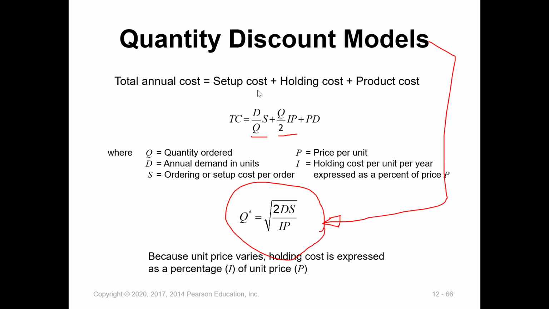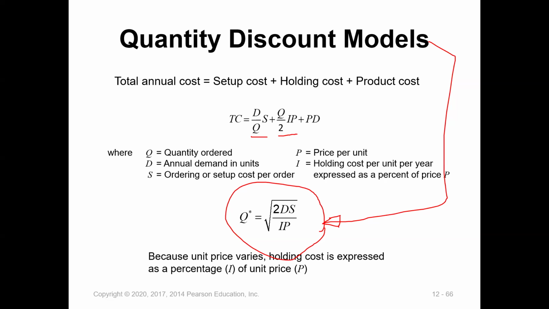Again, we can come up with the equation. The total cost is equal to the setup cost plus the holding cost plus the product cost. So Q is quantity ordered always. D is the annual demand always. S is the setup cost. Okay. P is the price per unit here. That's what we added. And I is the holding cost per year expressed as a percentage of P.